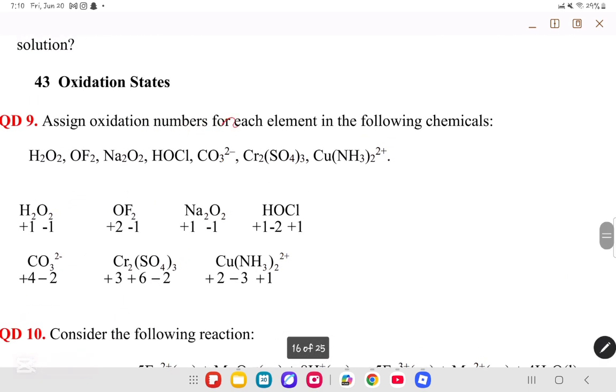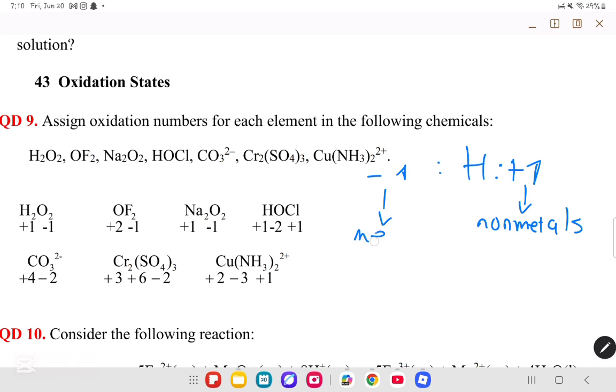But assign oxidation numbers for each element in the following chemicals. What do you need to know about oxidation numbers? First of all, if it is H, it is +1 if it is with non-metals. But if it is with metals, it's going to be -1, right? So H, if it's with metals, is -1. With non-metals, it's +1.